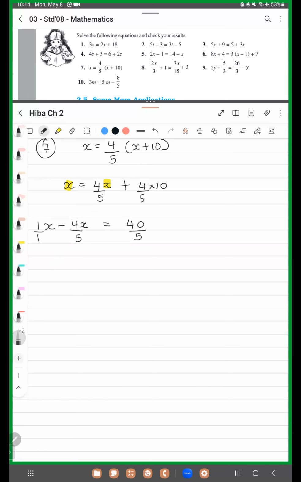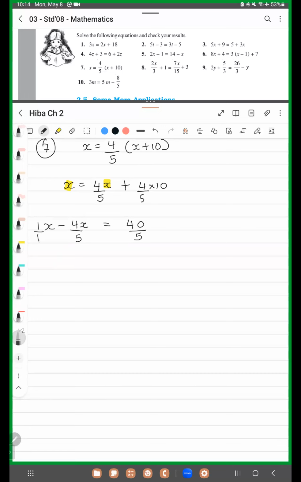And then we will bring 5 to the other side. We will multiply. So what will it become? X is equal to 40. Very good. So X is equal to 40.